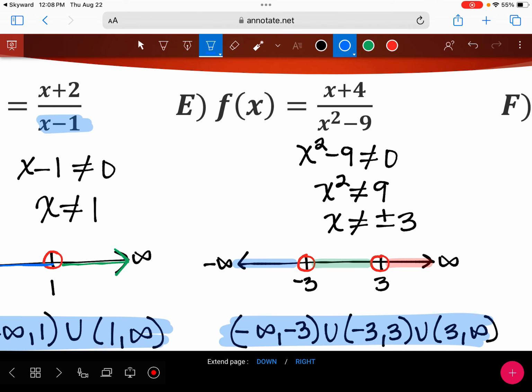Yes? When you were doing the second step, like you went from x squared equals 9 to plus or minus 3, how did you get there? How did I get from here to here? So I took the square root. Oh, yeah, I just solved it. And the square root of 9 would be positive or negative 3.